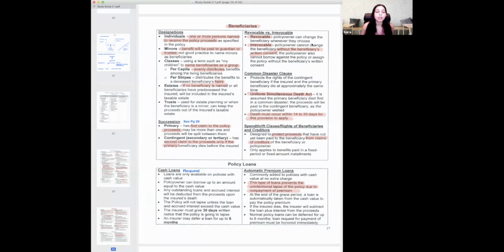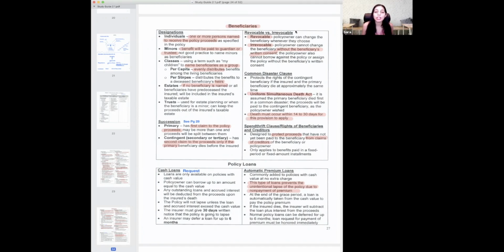Okay. Now, if we go back up to the revocable and irrevocable, revocable is changeable. Revocable, changeable. It means that you can change your beneficiary to whoever you want, whenever you want. So, oh, I want you. No, I want you. No, I want this person. No, I want this to my sister. You can keep changing it to whoever you want, whenever you want.